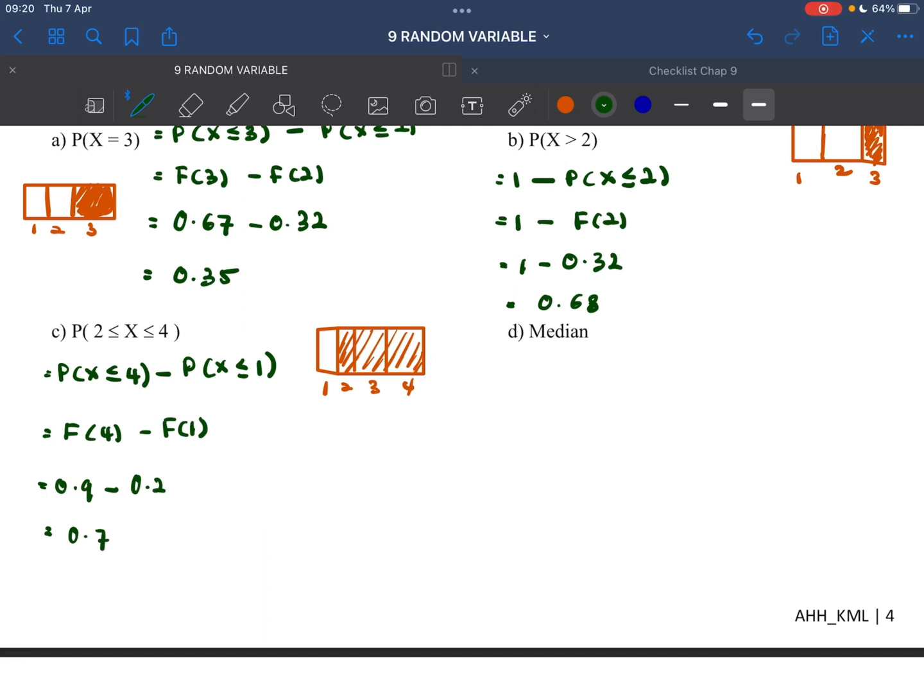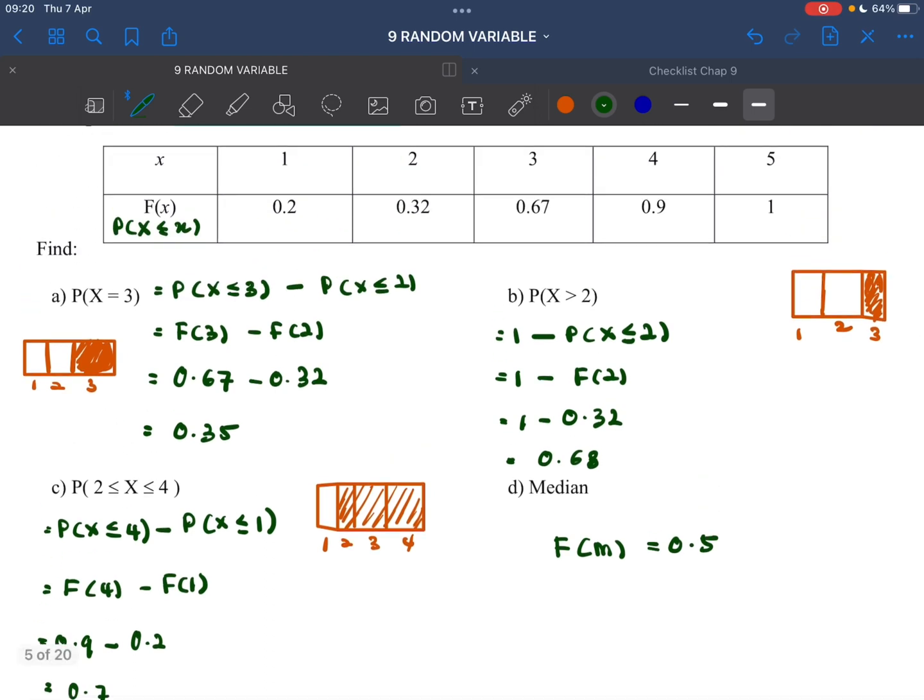Okay, last one is median. How are we going to find a median? So basically, median is actually just F(m) equals to 0.5. So let's see the cumulative distribution here. So obviously 0.5 will be at here. Okay, cumulative, remember your data description. So 0.5 will be somewhere here. So our x is going to be, the median is equals to 3.